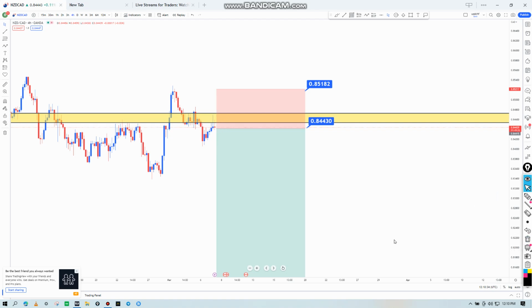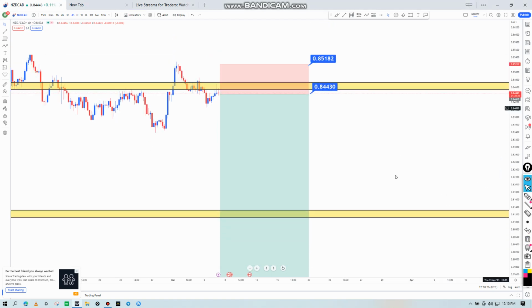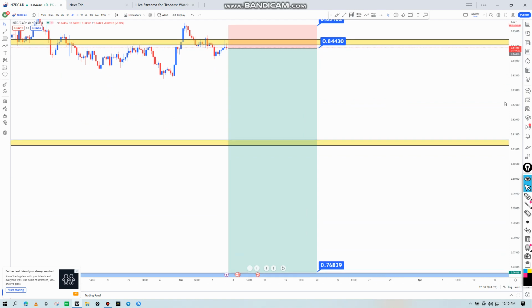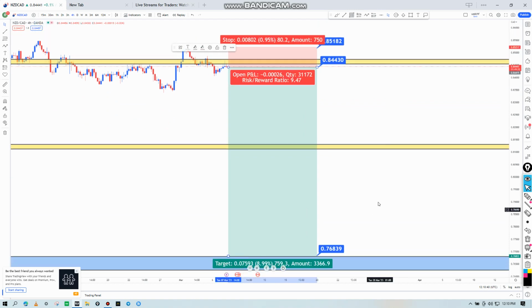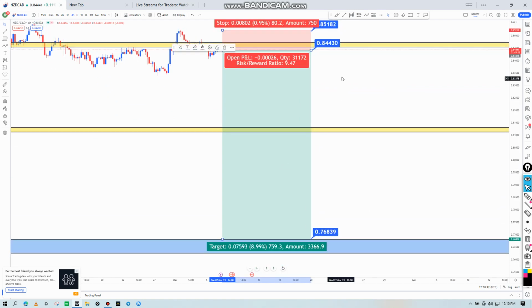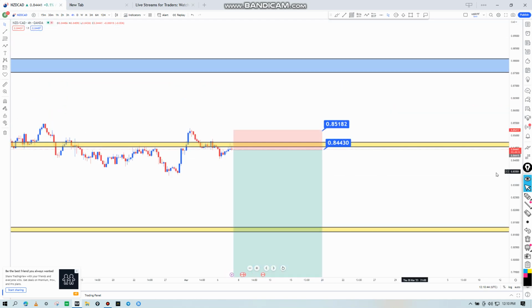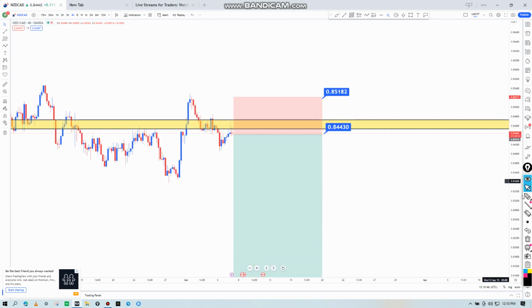And where's our target? Our target is all the way below over here, which is our monthly lower zone. We have about 759 pips to catch on this one, a 1:9 risk-to-reward ratio. As I said, we are staying patient for price to close in a bearish pin bar before we pick our entry all the way to the downside.